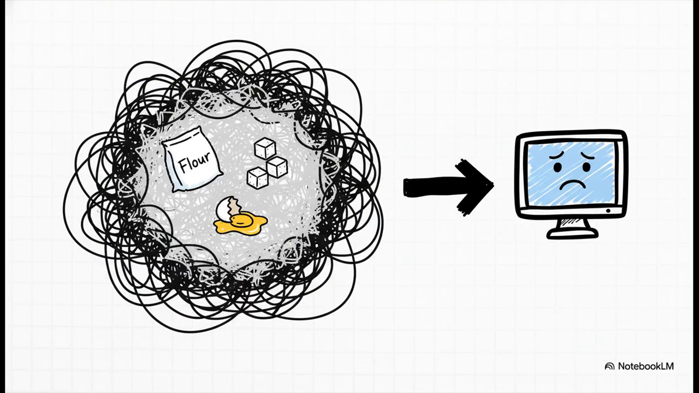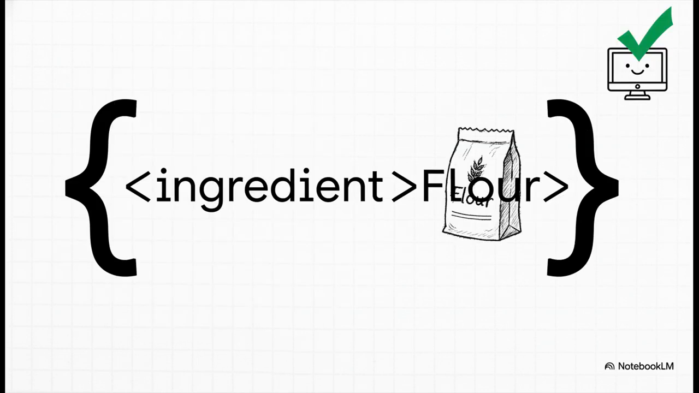Let's try an analogy here. Imagine a recipe written out as just one long sentence. Flour, sugar, eggs, mix, bake. It's just a jumble of words. We could probably figure it out, but a computer would be totally lost. Now, imagine that same recipe, but this time every single piece of information has a clear label, something like ingredient, flour, ingredient. You could have one for the amount, one for each step in the instructions. All of a sudden, the structure is perfectly clear. A computer can now understand not just the words, but the role each word plays. That's the whole idea behind XML.